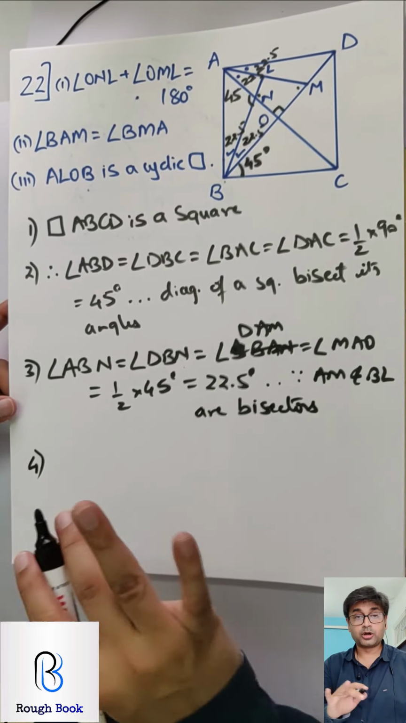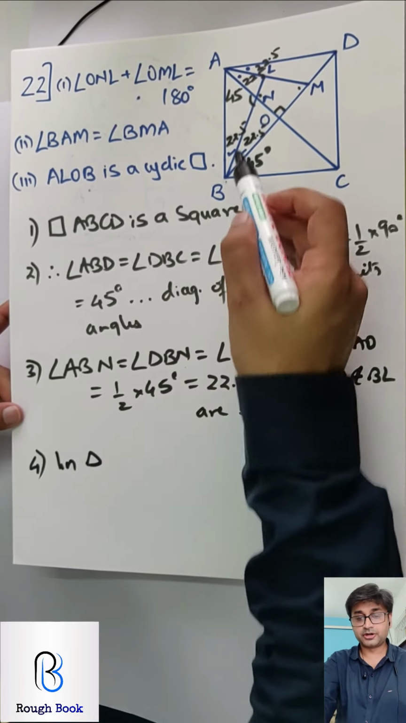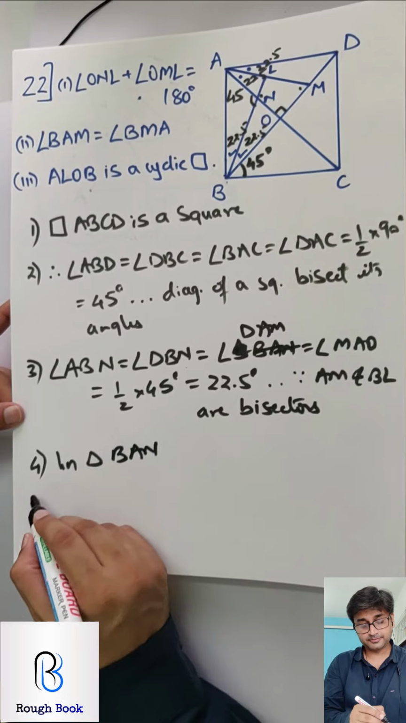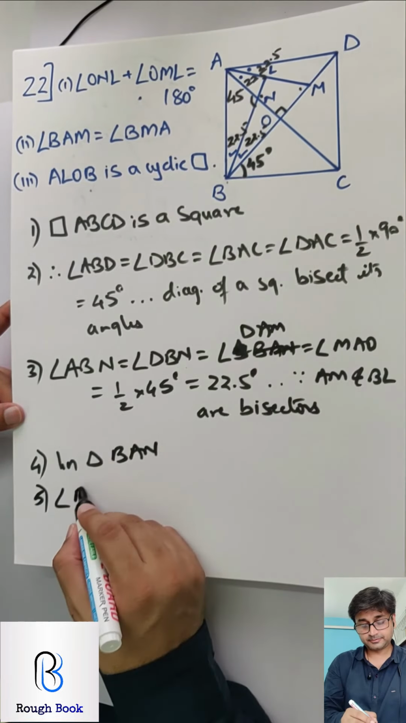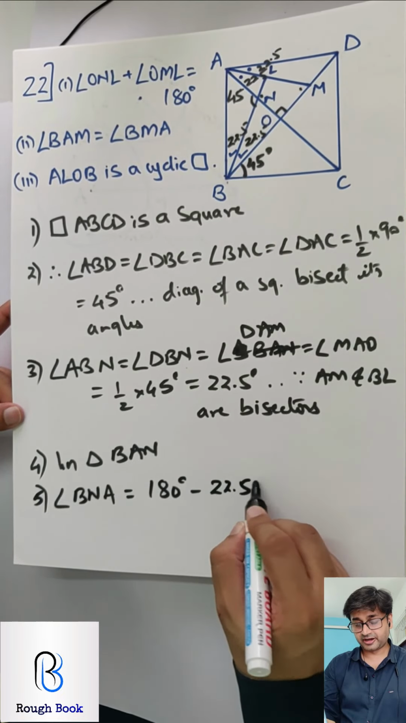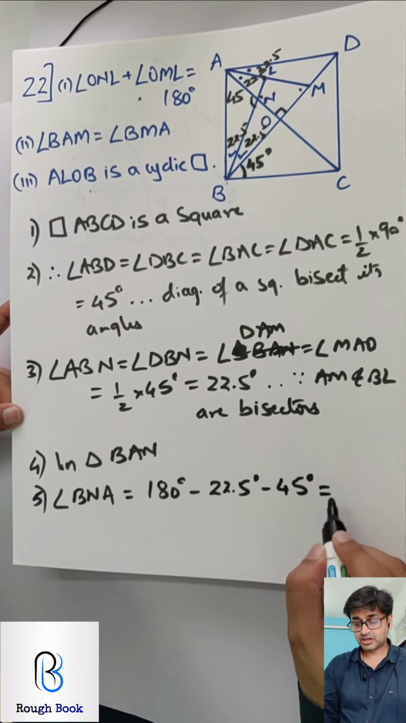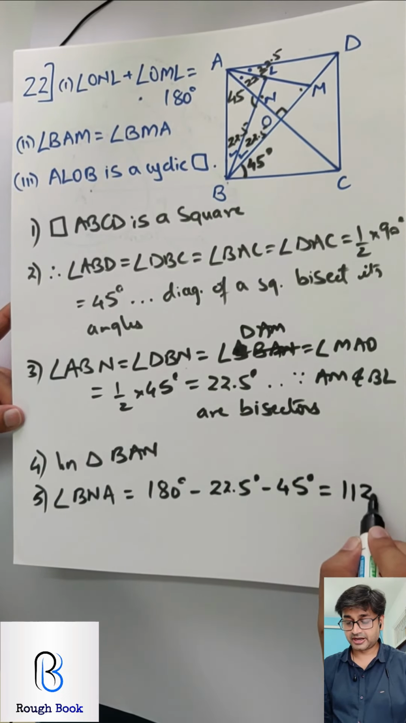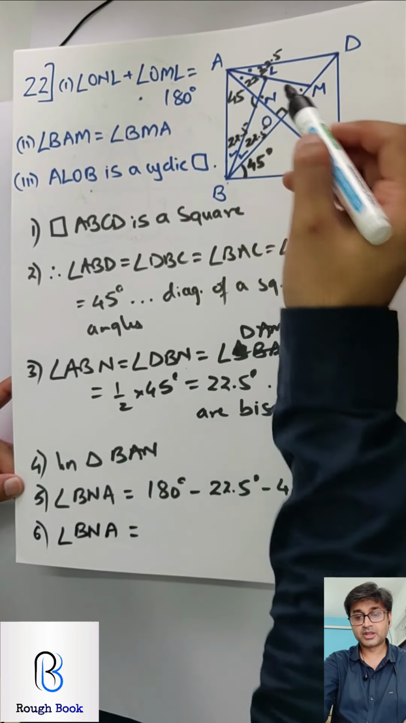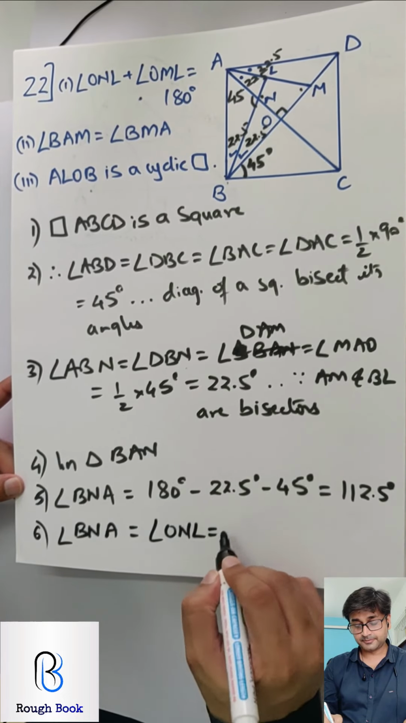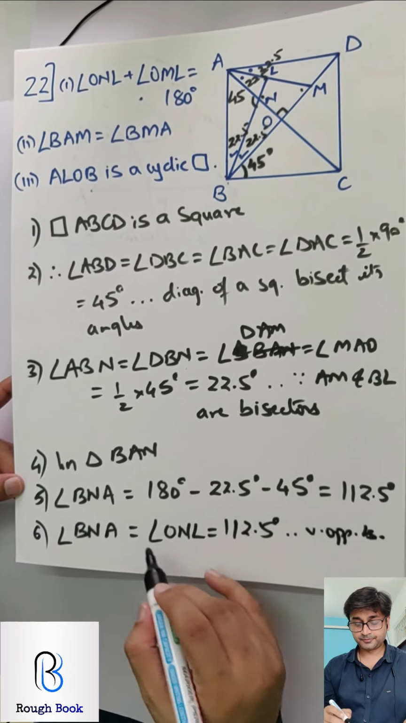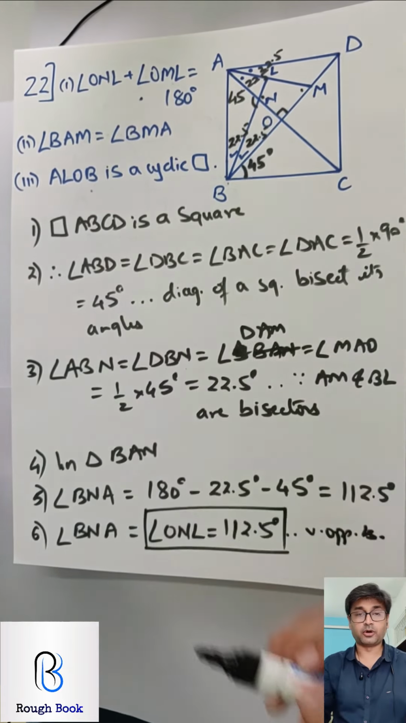Now wherever we want, we can jump into those triangles. So let's jump into this triangle BAN and get this angle. So in triangle BAN, angle BNA is equal to 180 minus 22.5 minus 45. So 45, 67.5, so 112.5. And then we'll say vertically opposite angle. So BNA, this one, is equal to angle ONL equals 112.5, vertically opposite angles. So we managed to get one of the angles that we wanted.